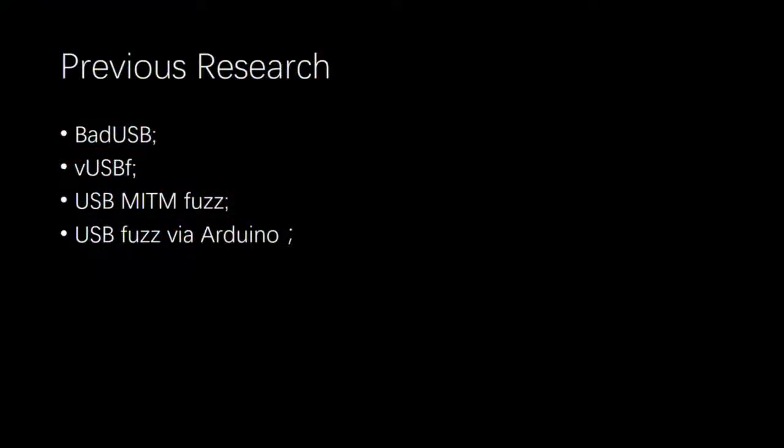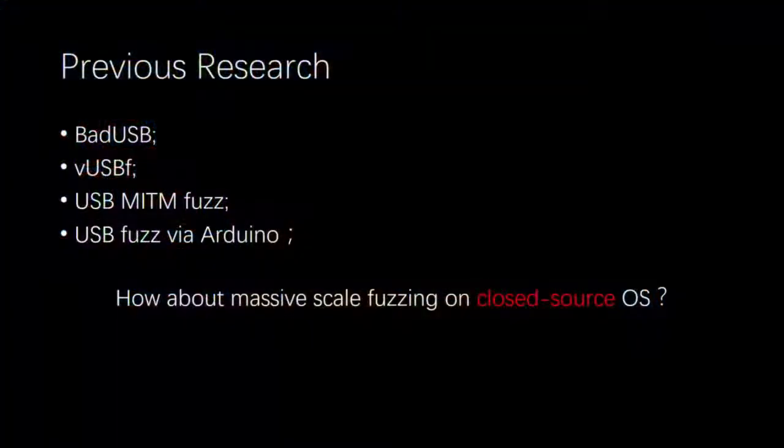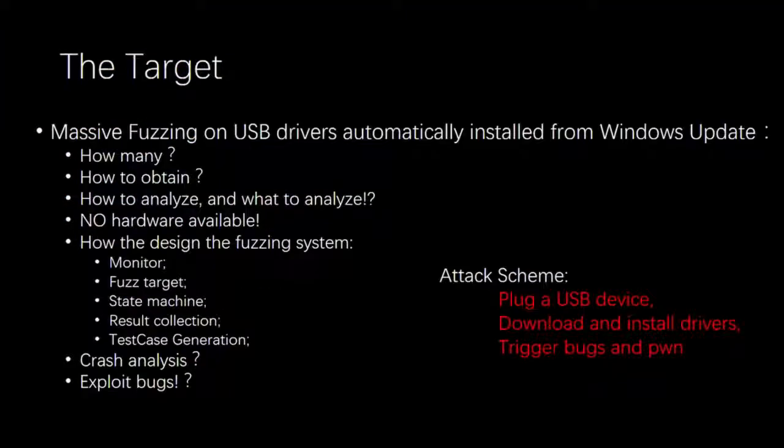And the fourth kind of USB fuzzing is using an Arduino to simulate some malformed USB devices and see if any bug is found. So after we reviewed all the research on USB fuzzing, the idea we came up with is how to do massive scale fuzzing on a closed source OS like Windows. So here we come to the target.